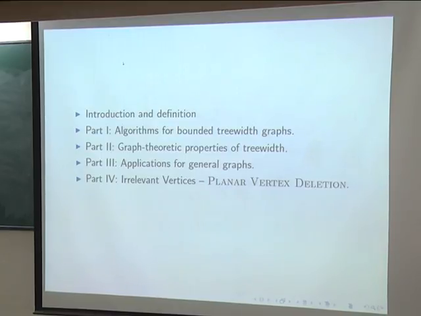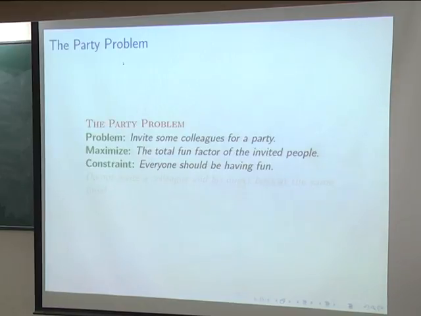And how these things are formulated. Okay, so let's start with the party problem. So what is the party problem? You want to invite some colleagues for a party, and what you want to maximize is the total fun factor of the invited people. And the constraint is that everyone should be having fun. So we want to select a set of people such that the fun factor of the party is maximized, and there should be no one who is not having fun.